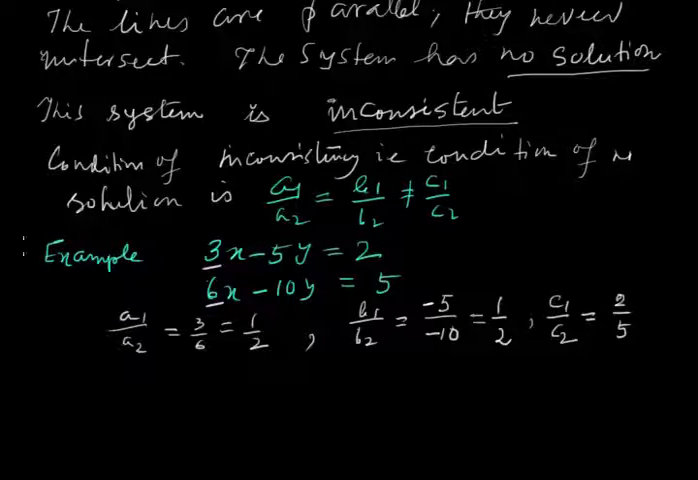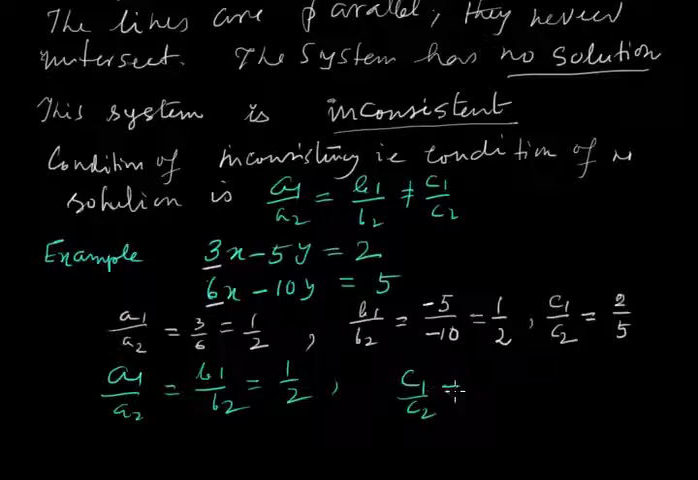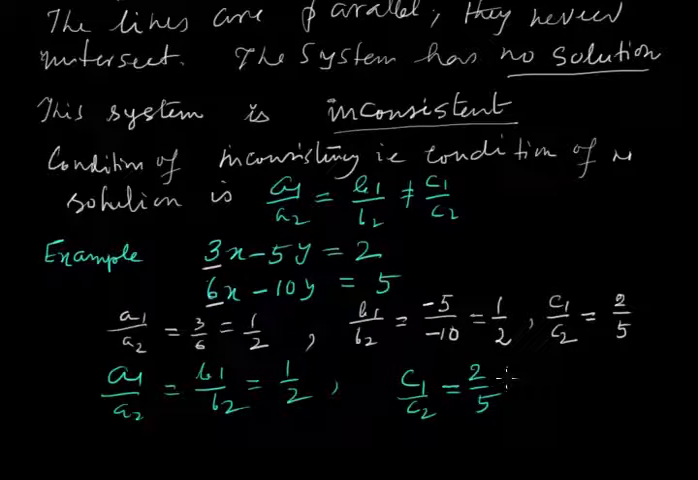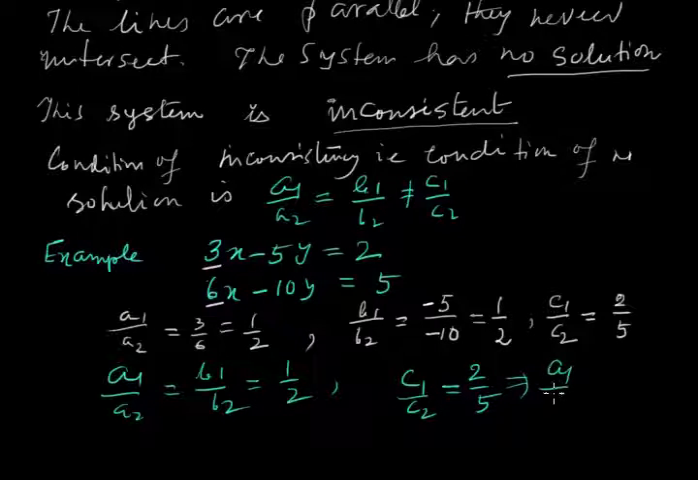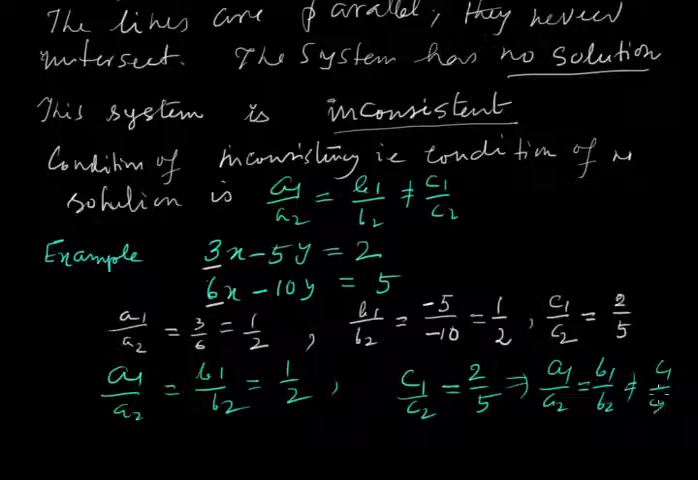So here a1 by a2 is equal to b1 by b2 is equal to half, and c1 by c2 is equal to 2 by 5. So this implies a1 by a2 equals b1 by b2 is not equal to c1 by c2.